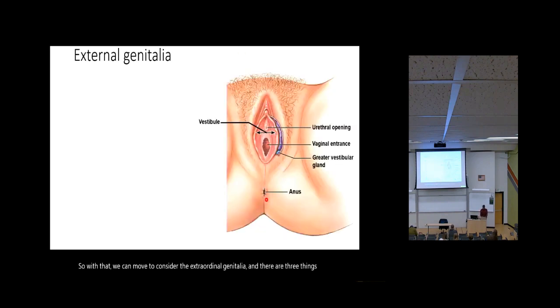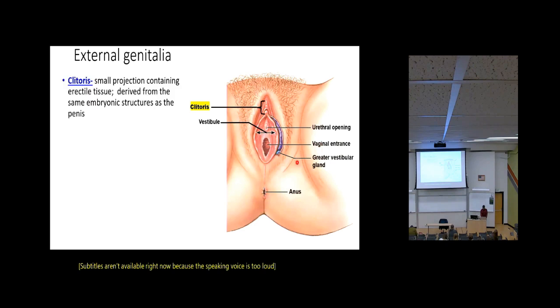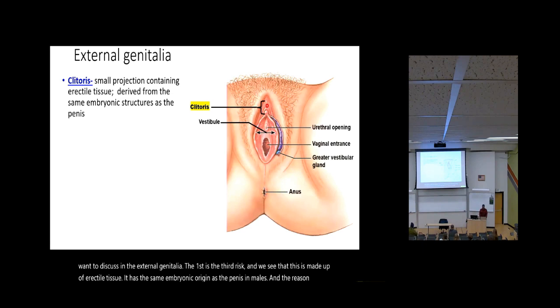So with that we can move to consider the external genitalia, and there are three things I want to discuss in the external genitalia. The first is the clitoris, and we see that this is made up of erectile tissue. It has the same embryonic origin as the penis in males. And the reason I point out the clitoris is when we talked about the sex determinants, we will see how the clitoris forms versus the penis forms.